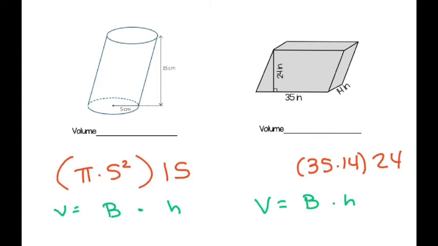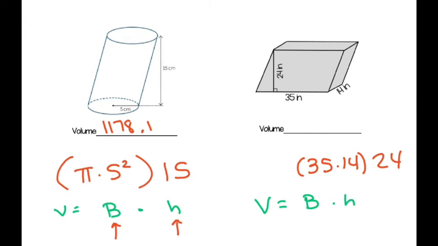Okay, for the first two, we have an oblique cylinder. So what I did in the red is I wrote the pi r squared. That's the area of my base, that's the circle, and then I multiplied it by the 15. And then in the green, I'm just illustrating that that's the area of the base, whatever shape it may be, times the height of the solid. And then I'm going to do that math, and I come out to 1178.1.